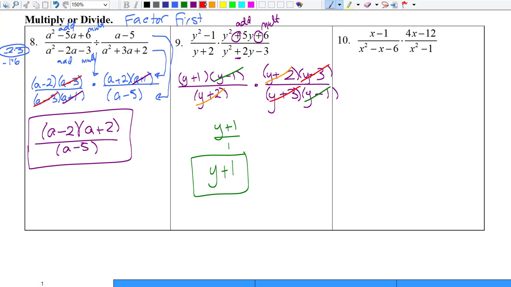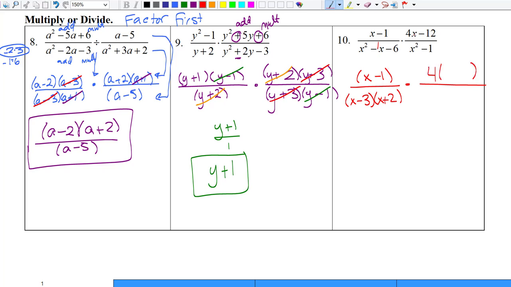Okay, on to the next one. So again, it's a multiply, so I'm just going to go ahead and factor and cancel. So x minus 1, that doesn't cancel at all. So on the next one, that factors into x minus 3, x plus 2, two things that multiply to negative 6 and add to negative 1.